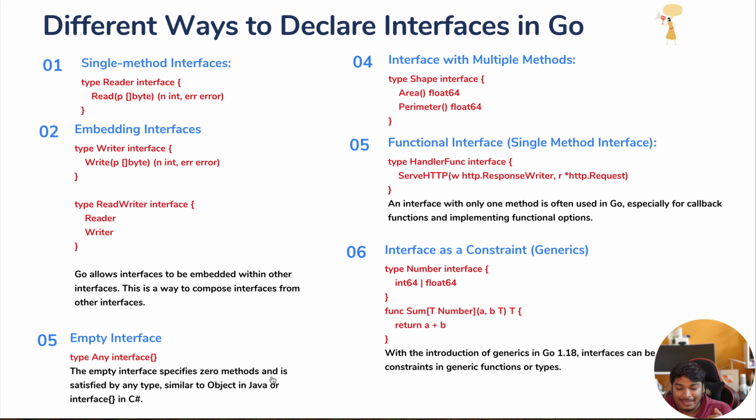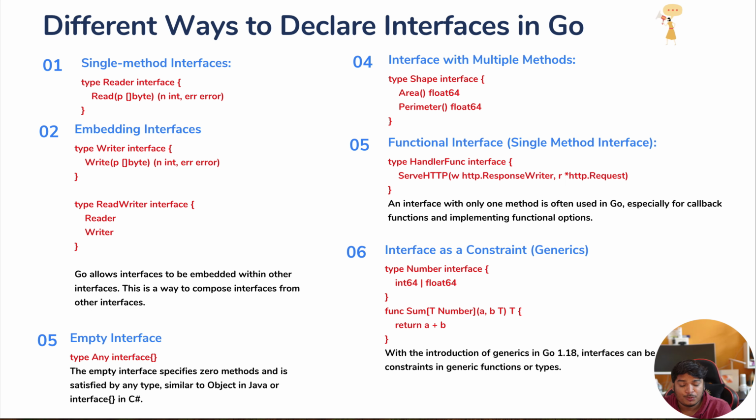Now the third one, which is the empty interface. Type any, then space interface, which is an empty interface, specifies 0 methods and is satisfied by any data type. Similar to object in Java or interface in C#. Then the fourth way, that is an interface with multiple methods. For example, type Shape interface to make it an interface. Then inside the second brackets we mention Area and the return data type. Then the parameter function, then the return type.